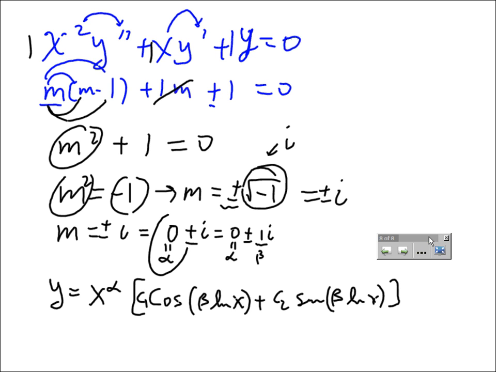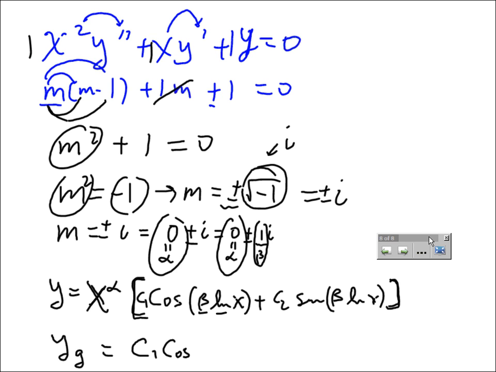Now since our a is 0, x to the 0 is 1. And 1 times this mess is just that mess. So y general is going to be c1 cosine of b, b is 1, so you get 1 times ln of x, which is just ln of x, plus c2 times the sine of 1 ln of x. And there is the answer.